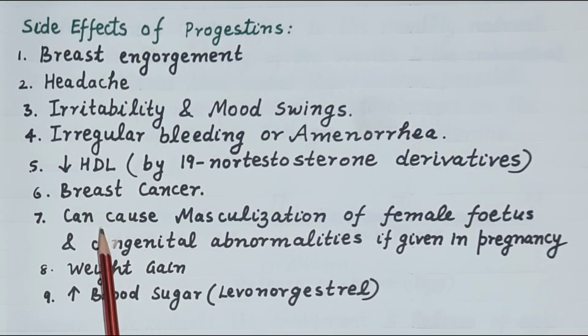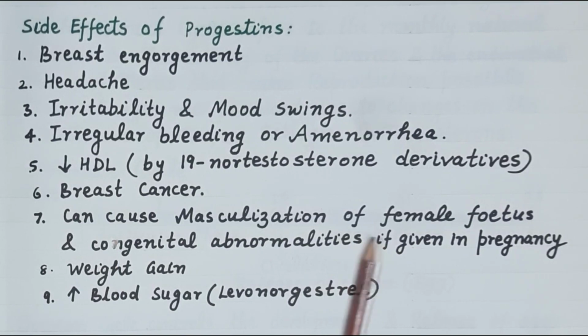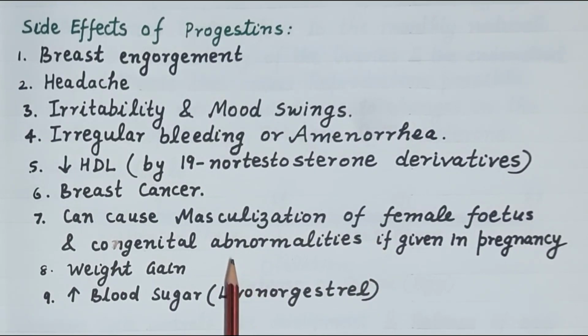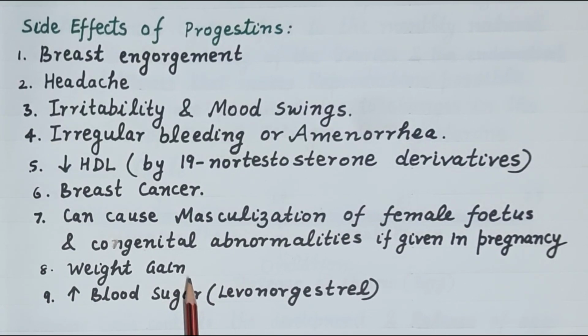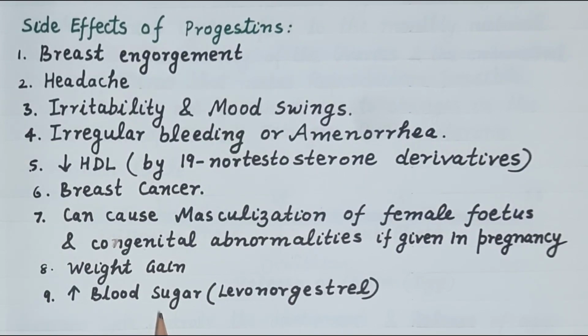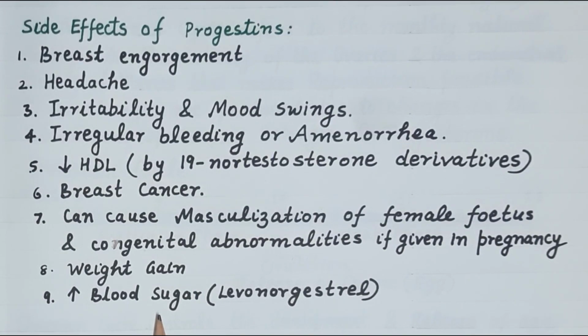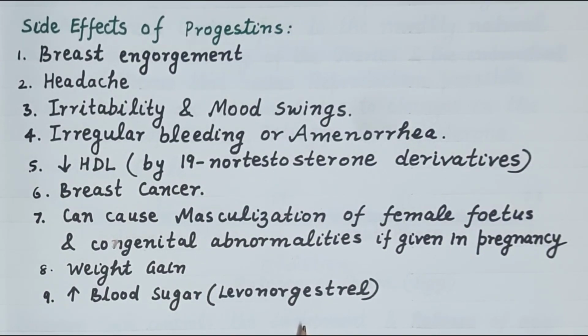Now, these progestins can cause masculinization of a female fetus, and they can also produce congenital abnormalities if they are given in pregnancy. And these progestins are found to promote or increase weight, and levonorgestrel is found to increase the blood sugar, and it can also precipitate diabetes. So this is in brief on physiology and pharmacology of progesterone and its synthetic derivatives, that is progestins.